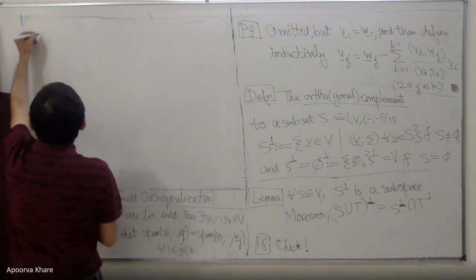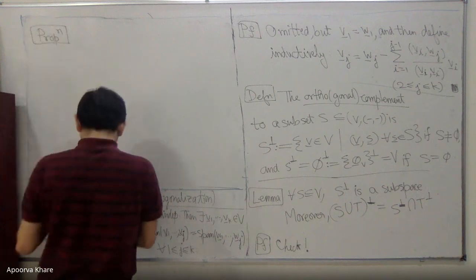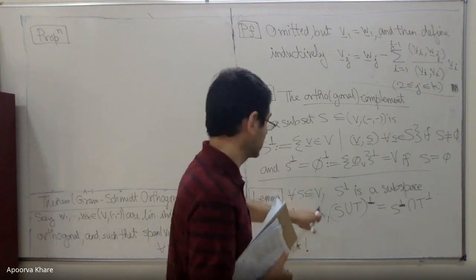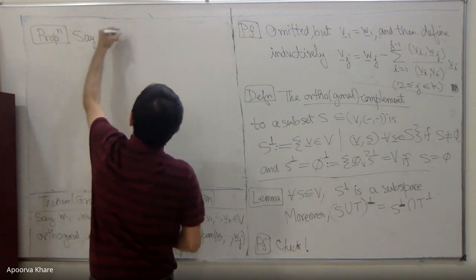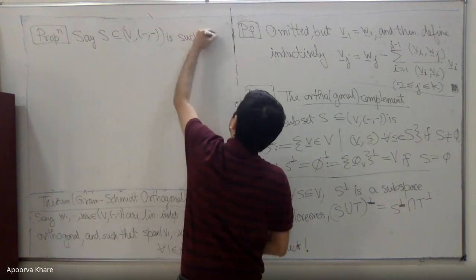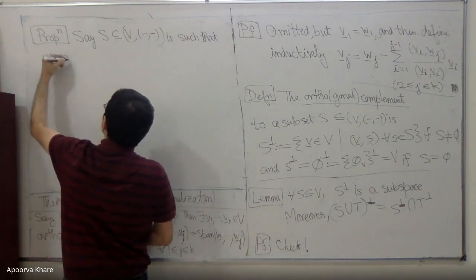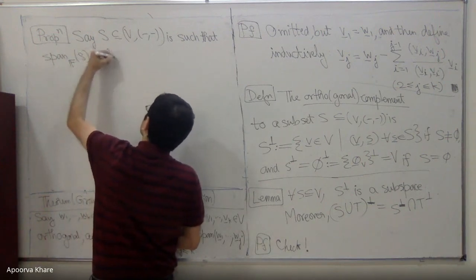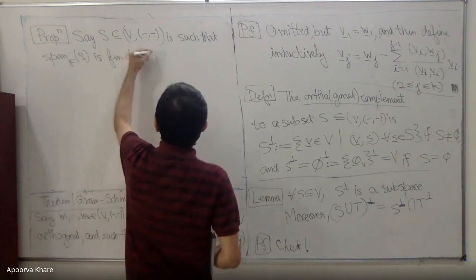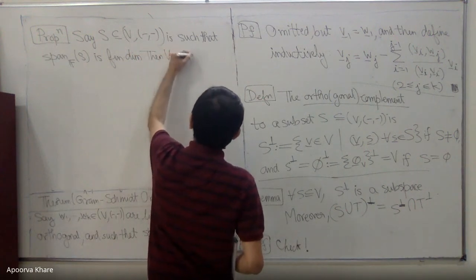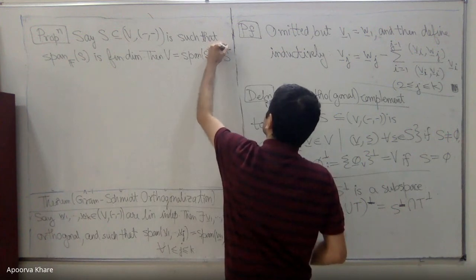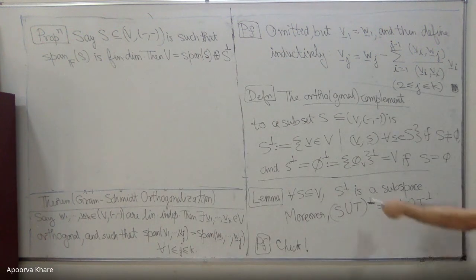So proposition. Okay, suppose V is an inner product space as usual. S is a set contained in V such that the span of S is finite dimensional. It's a subspace. Then the entire vector space can be split as the direct sum of two subspaces. One is the span of S and one is S perp. S perp is what we just defined here, the perp space.